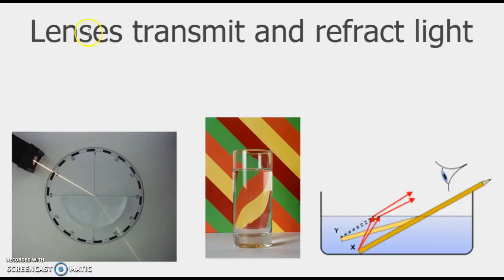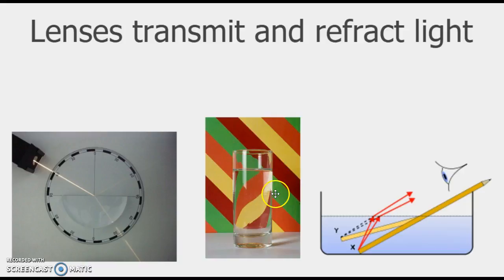Alright, this lecture is going to be on lenses. We're going to be looking at how light is transmitted and refracted. Here's a couple different examples of topics we've looked at up to this point. So here we have a laser being shined into some material. It's going to refract.